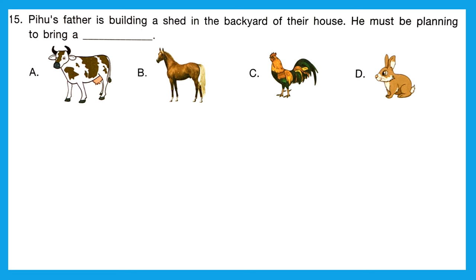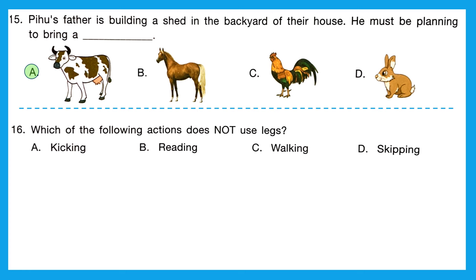But let's see others also. So option B is horse. Horse stay in a stable. C is cock or hen. They stay in a coop. D is rabbit. They stay in a burrow. So the home or the house for cow is shed, which is our right option.